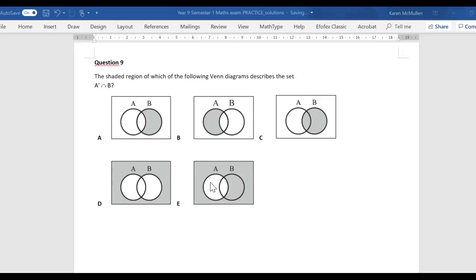All right, so not A and B. So what this notation means is not A and B. So we can't have any of A, but we can have B. All right, so it's actually the very first one, A. So you can see how B has been highlighted, but not the intersection, okay? Because if we highlighted the intersection, it would actually be including A. All right, so make sure you've got in your notes perhaps all the different possibilities for a Venn diagram.